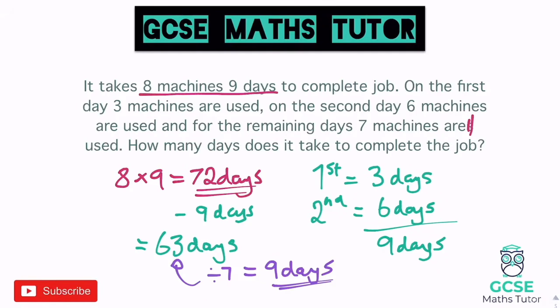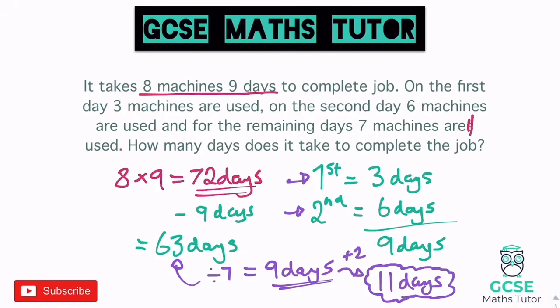Now we've not quite finished the question here, because not forgetting we did have the first day where we used 3 machines, the second day where we used 6 machines, so 9, add those additional 2. So add the extra 2 there from above, would give us in total 11 days that it's going to take to do this job. Okay, 2 days where we've got the 3 and 6, and then 9 additional days where we are using 7.